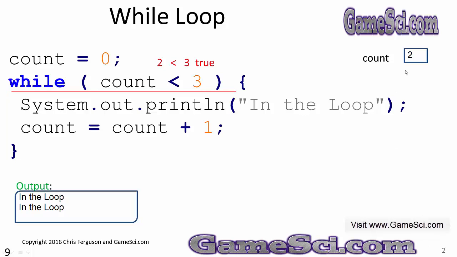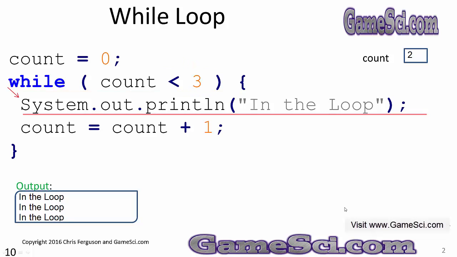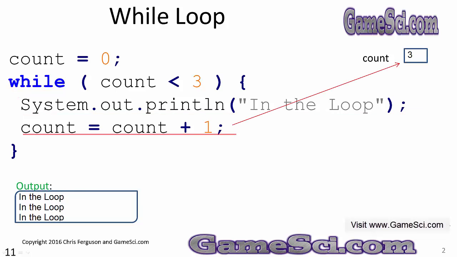This time the count is set to 2. 2 less than 3 is still a very much true statement. As a true statement, you know what it's going to do. It's going to go inside and execute the loop. For a third time, it prints in the loop. We can see in the loop showing up 3 times on the output. We'll execute count equals count plus 1 and change the variable count to 3.